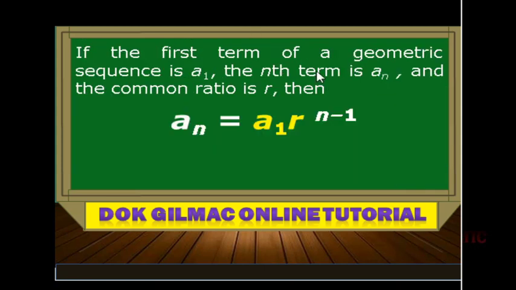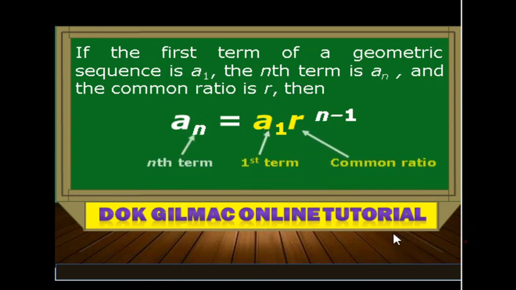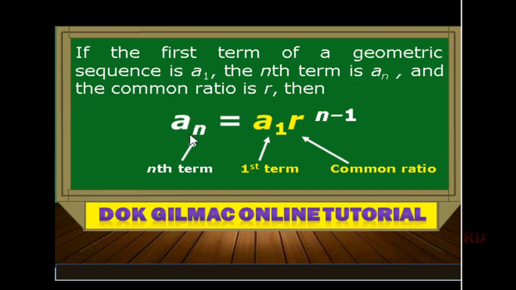If the first term of a geometric sequence is a sub 1, the nth term is a sub n, and the common ratio is r. In this given formula, a sub n is just equal to a sub 1 times r raised to n minus 1. A sub n is the nth term, a sub 1 is the first term, and r is the common ratio.